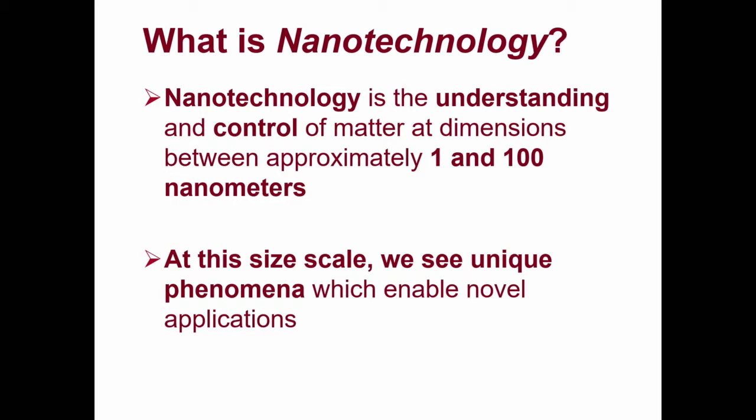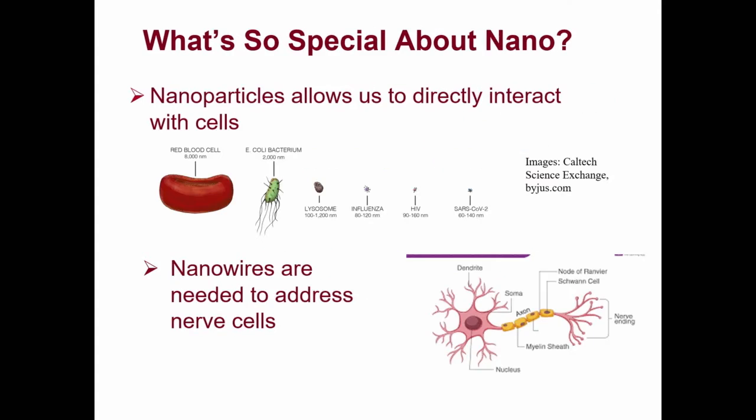Nanotechnology, then, is understanding matter at these small scales between 100 and 1 nanometers and being able to control matter and make things that are useful. Now, why are we interested in trying to do this? It turns out that at the nanometer size scale, there are unique phenomena that arise, and they enable certain types of novel applications. So let's explore those next.